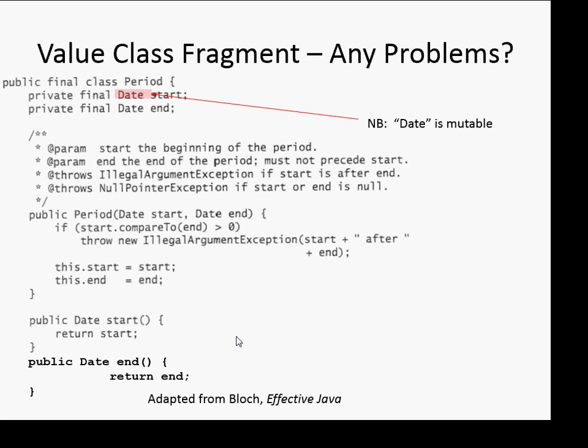You need to know when this changes. You want to check this invariant. Is start no later than end? You want to check that every time it changes. And if you're giving out willy-nilly references to your internals that are mutable, you have forfeited the ability to check your conditions whenever they change, because you don't know when they change.